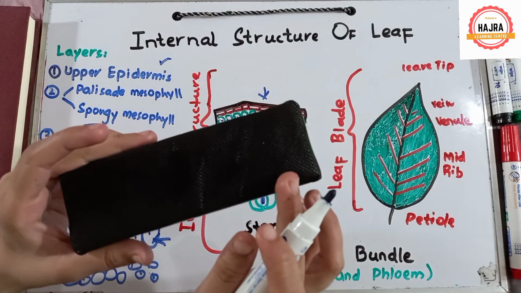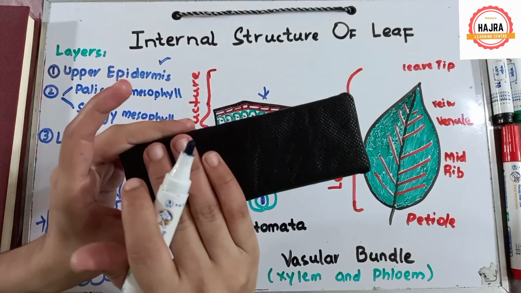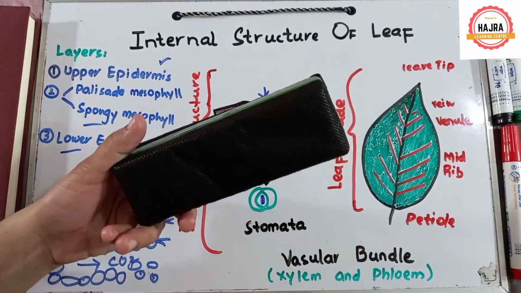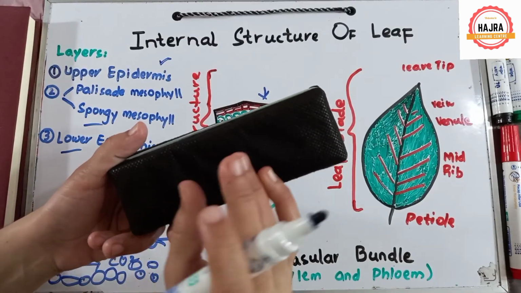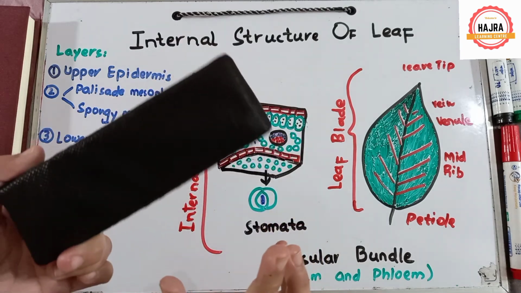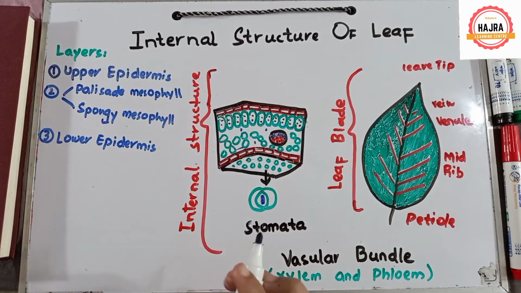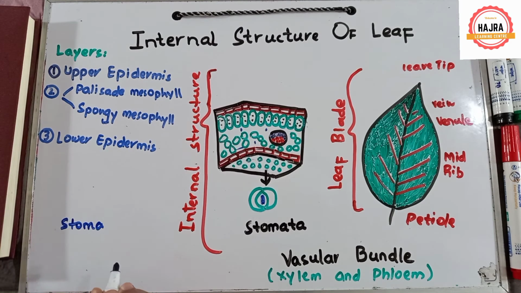Now let's talk about the lower side, or you can say the back side, of the leaf. This is the upper side and this is the lower side. At the lower side of the leaf there are special types of cells called stomata. Stomata have an opening. The word stoma is used for a single cell, and stomata is used for the plural. So one cell is called stoma and two or more cells are called stomata.